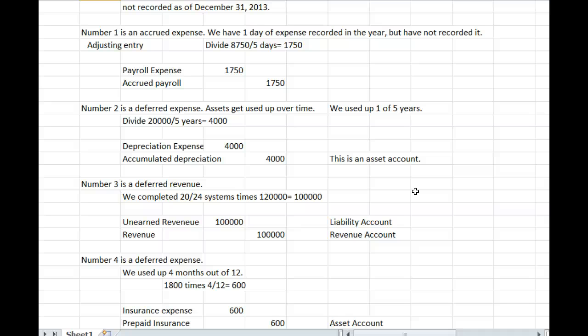Okay. So what we do is we write a journal entry to debit the unearned revenue account. Oops, looks like it's misspelled. For $100,000, we're going to credit revenue for $100,000. That has the effect of reducing our liabilities to complete some work in the future, and it also records some revenue, so we've earned some revenue.